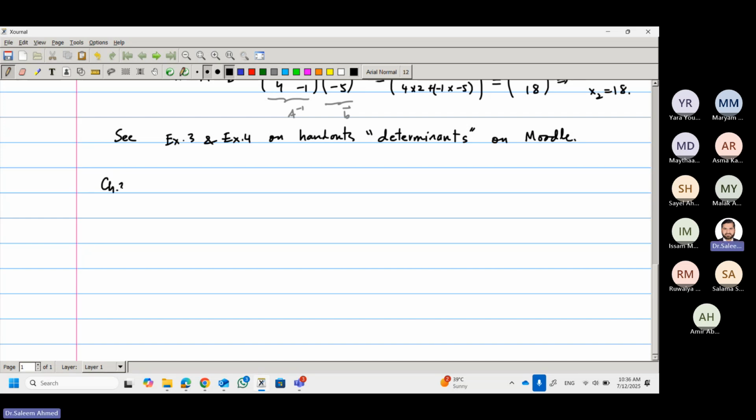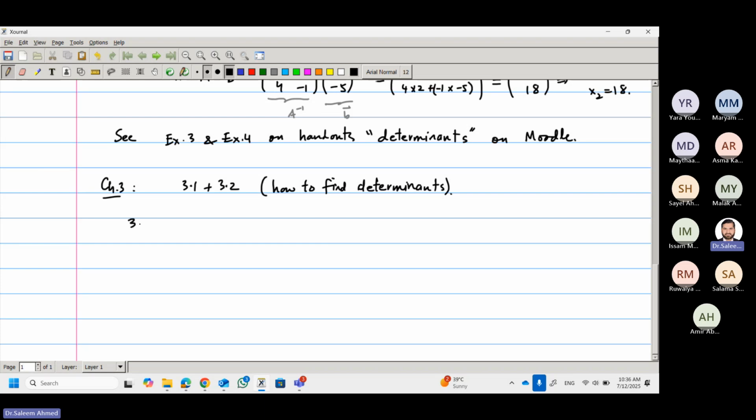In chapter 3, we have determinants. 3.1 plus 3.2. We asked in the quiz how to find determinants, right? So you should know that. Even if I don't ask you any question from here, because in 3.3 you have to find determinants, so you should know that.